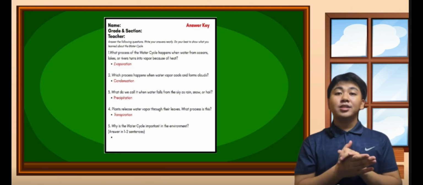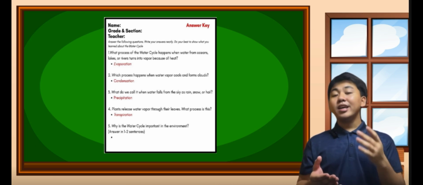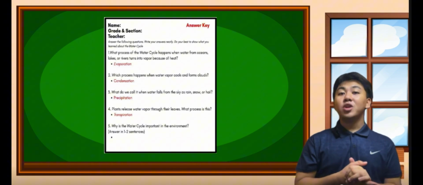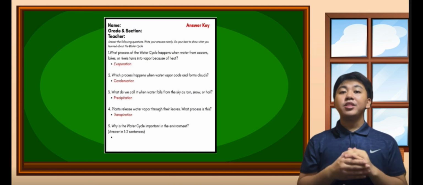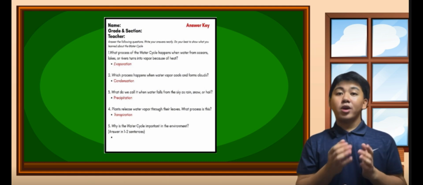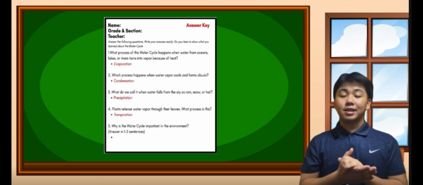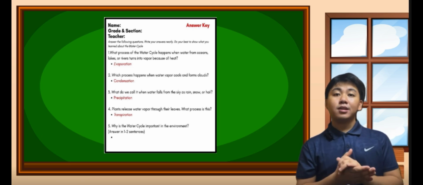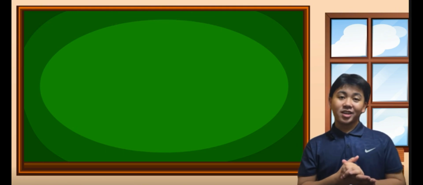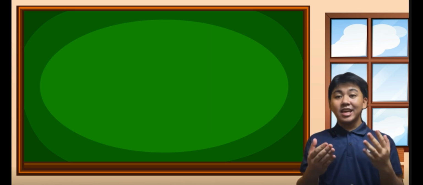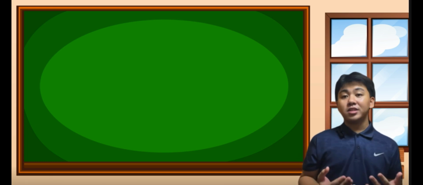Number 4. Plants release water vapor through their leaves. What process is this? Exactly. The correct answer is transpiration. Number 5. Why is the water cycle important in the environment? For this one, your answers may vary as long as you wrote that the water cycle provides clean water or helps plants, animals, and humans survive, then your answer is correct. You did very well. I can see that most of you understand the process and importance of the water cycle.